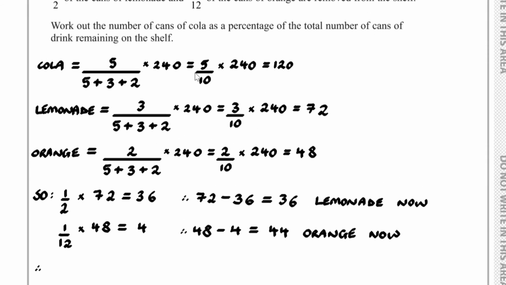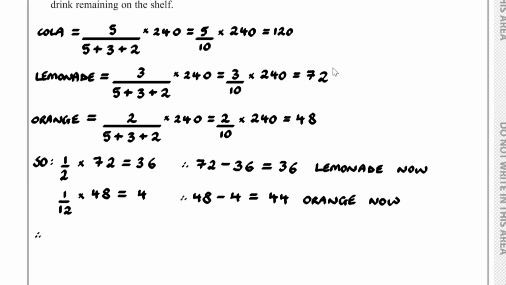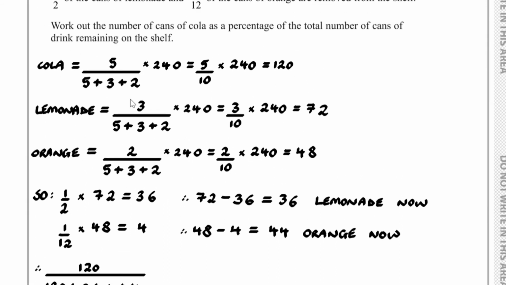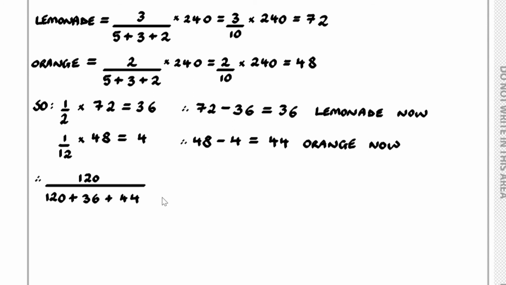So what we need to do is find out the number of cans of cola as a percentage of the total number of drinks. So the total number of drinks, that's 120 plus 36 plus 44. The amount of cola we've got is 120. So here is the fraction of cola as a total.